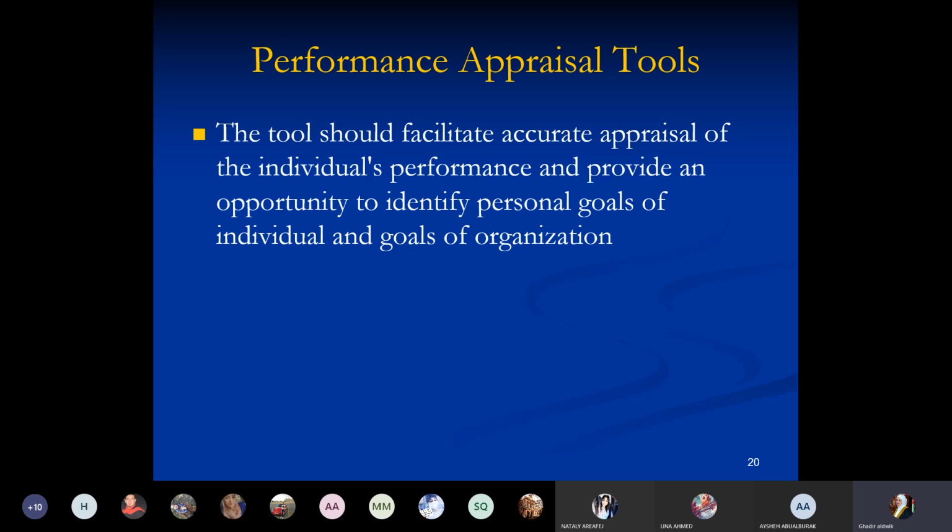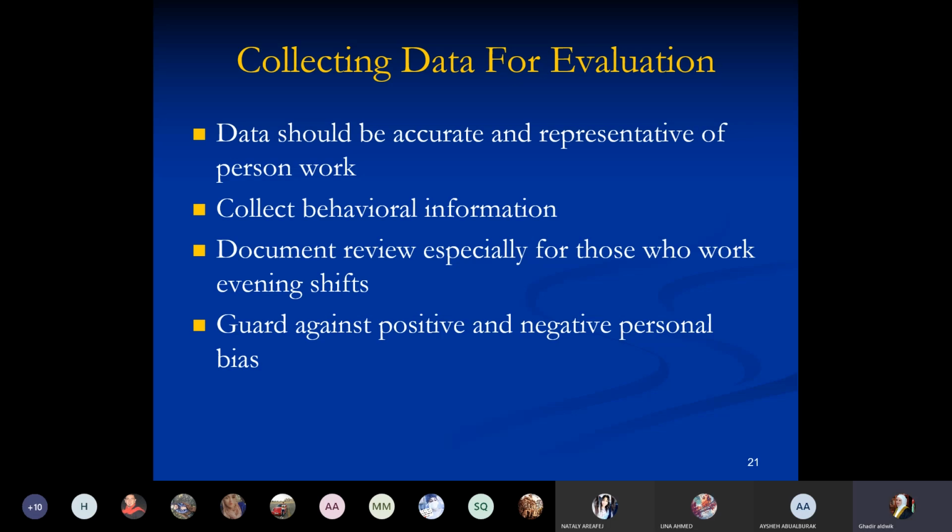Performance appraisal 2, the tools. The tool should facilitate accurate appraisal of the individual performance and provide an opportunity to identify personal goals of individuals and goals of the organization. When we collect data via a tool, we have a tool or checklist. This tool should reflect the job description and the competencies. The collecting process for performance appraisal has characteristics. These characteristics, we say that data should be accurate and representative of person work.